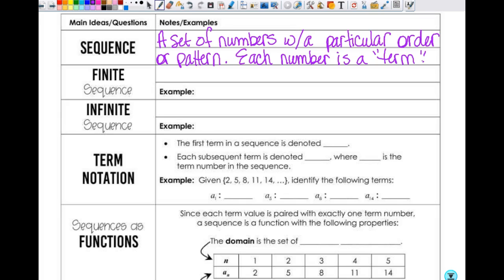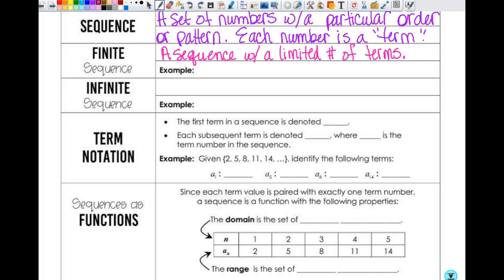So there's different types of sequences. We have finite sequences and infinite sequences. Okay, so we know what infinite means, right? Goes on forever. So finite is the opposite of infinite, means it doesn't go on forever. So a finite sequence is a sequence with a limited number of terms. Means we could actually count them, right? So one example would be the set 1, 2, 3, 4, 5.